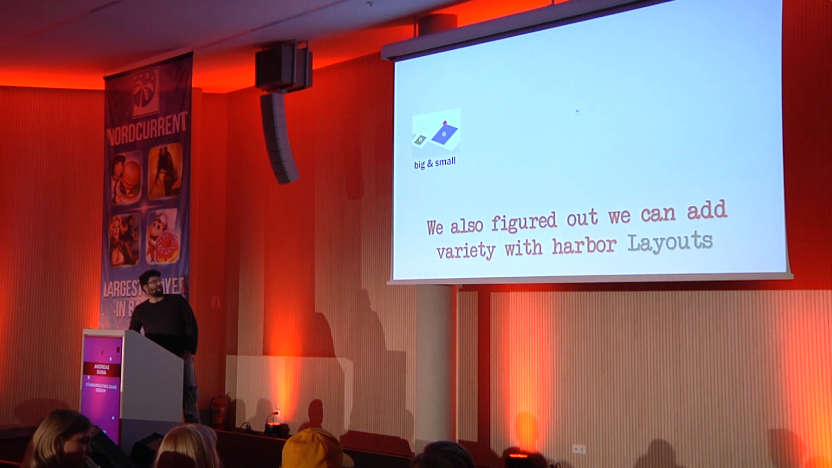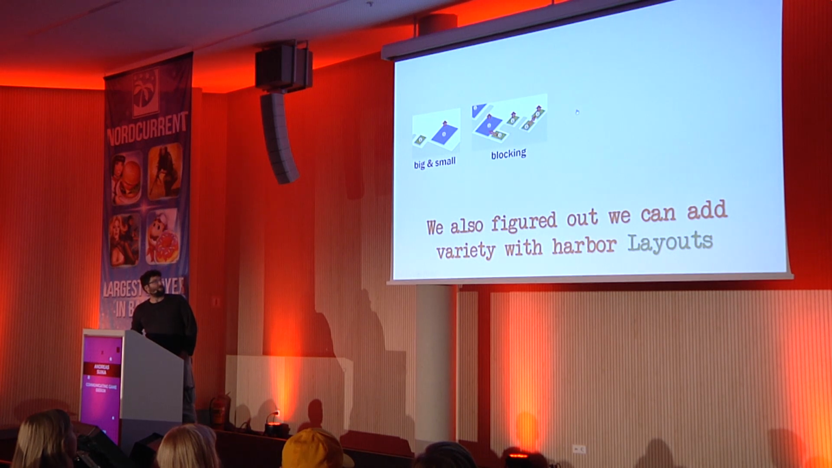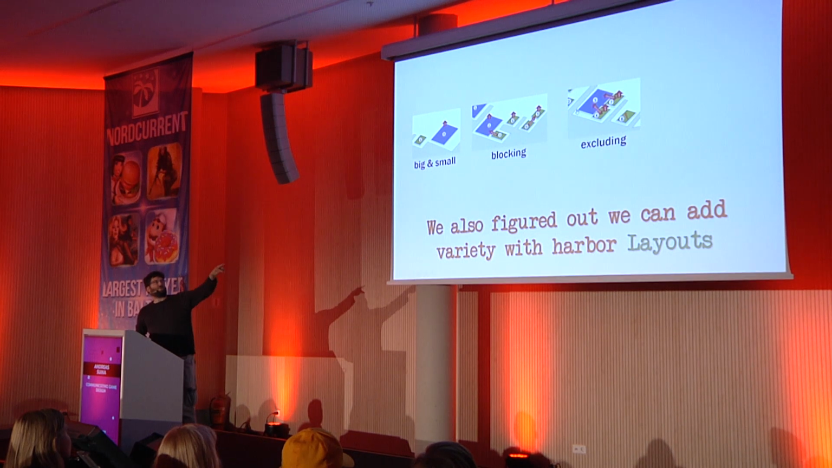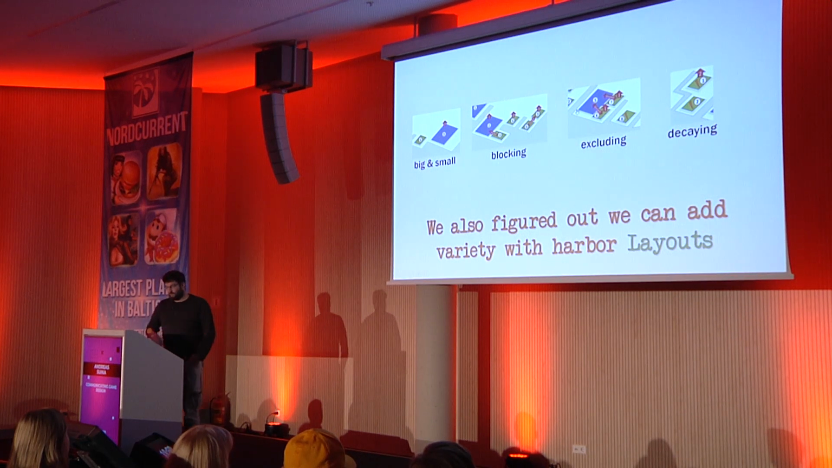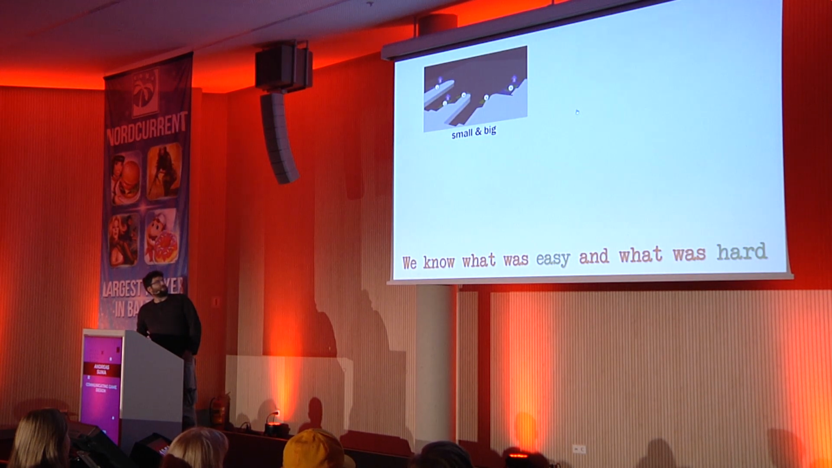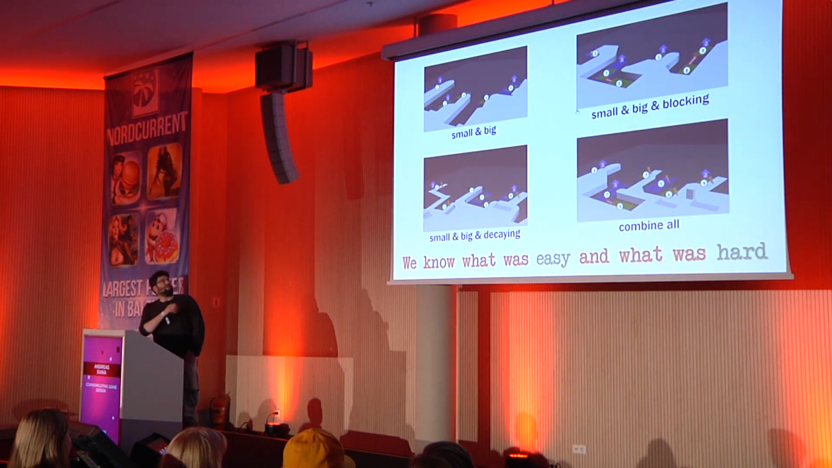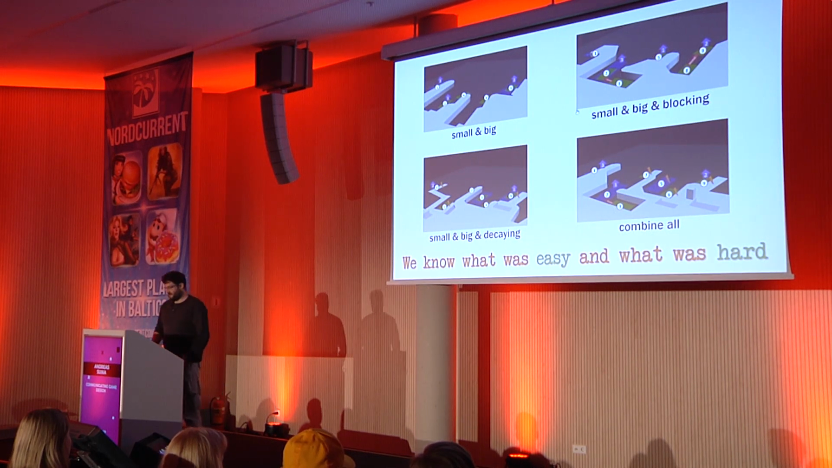We also figured out in the prototype how we can make more variety with harbors. So like big ships and small ships. So big and small docks and blocking docks and docks that are excluding, so you can either put 2 small or 1 big, or decaying docks. So we could find out the basic layout, and we knew what was hard and what was easy. So we could easily make something like, okay, the first harbor is only about small and big, the next one is big and blocking, the next one is small, big and decaying, and the last one is combining them all.